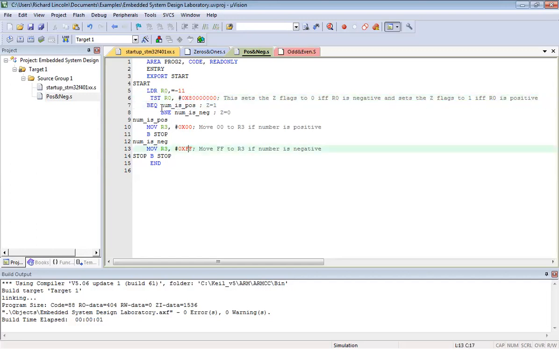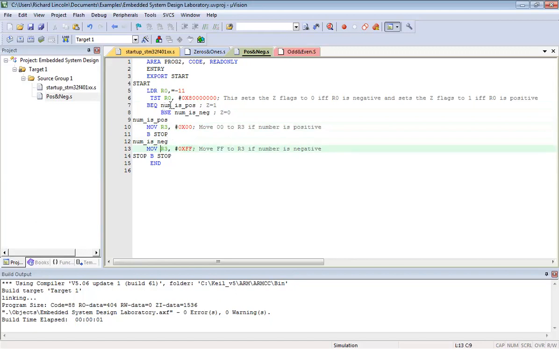Now, branch if equal, if the number is positive. So this is the label. If it's equal, it is checking if the zero flag is set. If the zero flag is set, it is going to come here, number is positive, and we are going to move 0 0. So we have a condition here. If the number is positive, I'm going to move 0 to R3. If it is a negative number, then I will move FF to R3, right? So accordingly, I have written the code here.